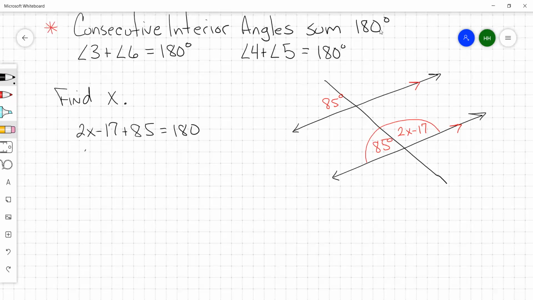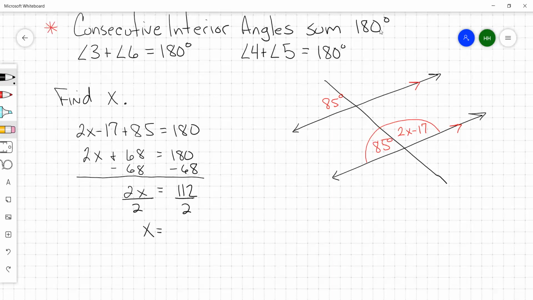So you would combine like terms, your 2x plus 68 equals 180. Subtract 68 from each side. So 2x would equal 112, and divide by 2. So your x would equal 56.